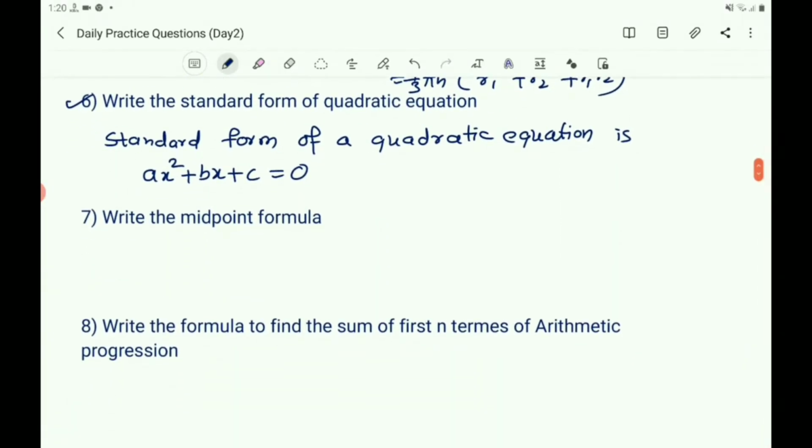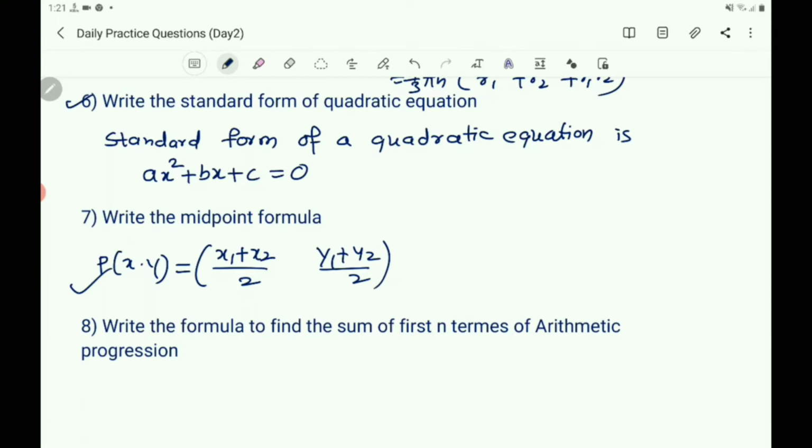Then write the midpoint formula. Midpoint formula is, if P of x, y is a midpoint of line joining A of x1, y1, B of x2, y2, then P of x, y equals what? x1 plus x2 by 2, y1 plus y2 by 2. Here P is the midpoint of the line joining the points with the coordinates x1, y1 and x2, y2. So this is called the midpoint formula. P of x, y equals x1 plus x2 by 2, y1 plus y2 by 2. You can also write x2 plus x1 by 2, y2 plus y1 by 2. Both of them are correct here.